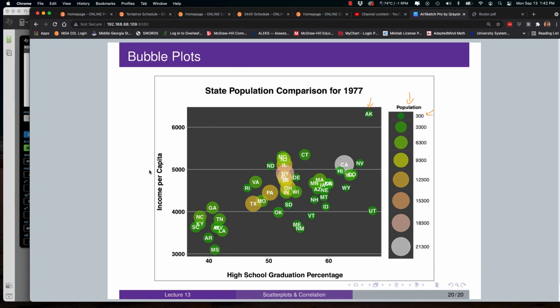Anyway, we'll show you how to make one of these later in the semester. These will not be on the midterm. The bubble plots won't, but everything prior to the bubble plots will be on the midterm. So there's no quiz on those questions. Just make sure you can calculate the correlation coefficient and know how to describe them and things of that nature.